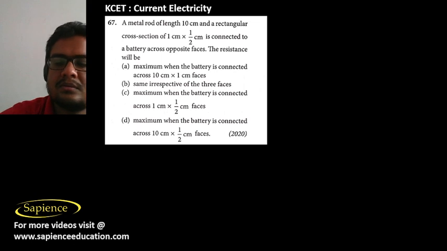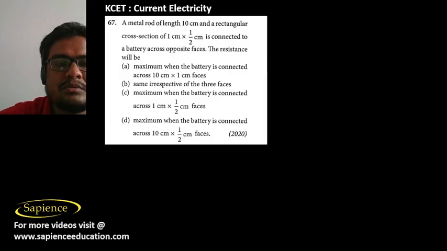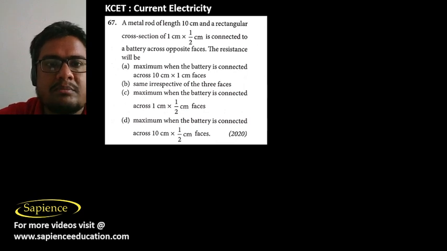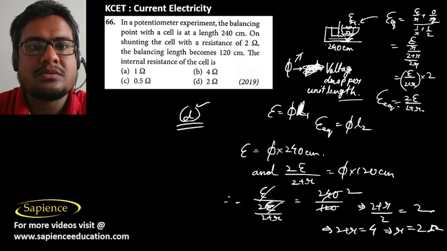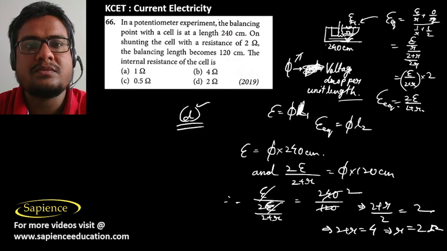Then question number 67. It is told a metal rod of length 10 centimeter and a rectangular cross section. The remaining questions we shall solve in the next part of this video on current electricity.